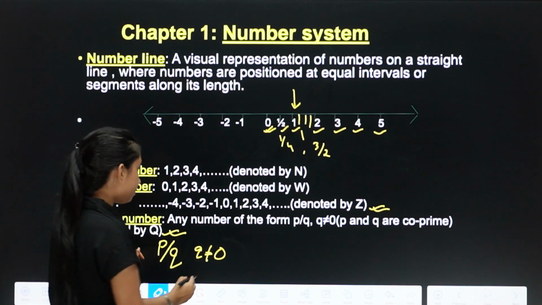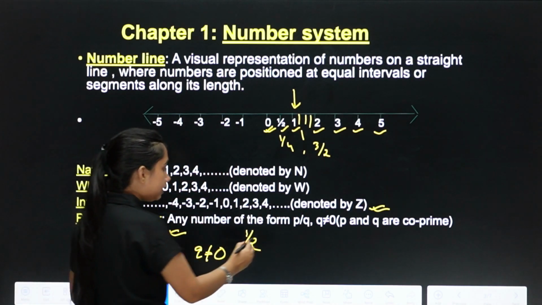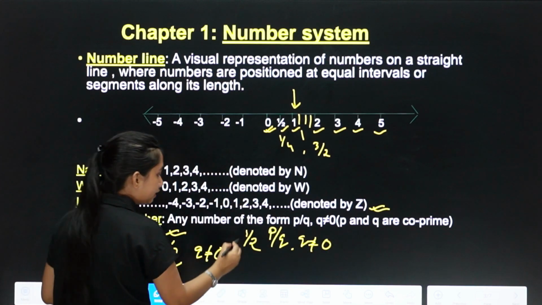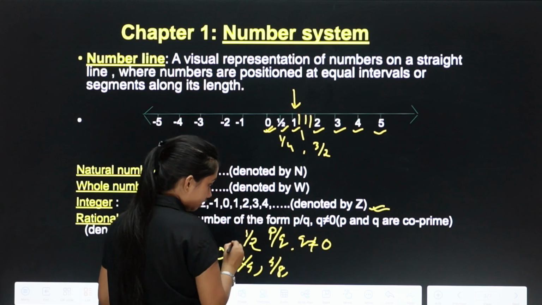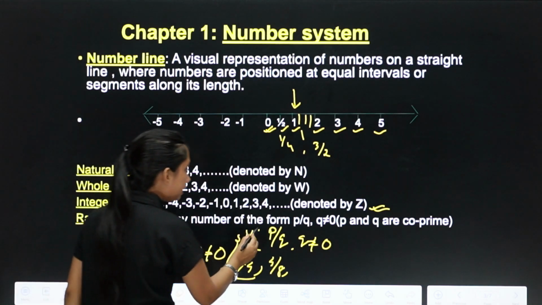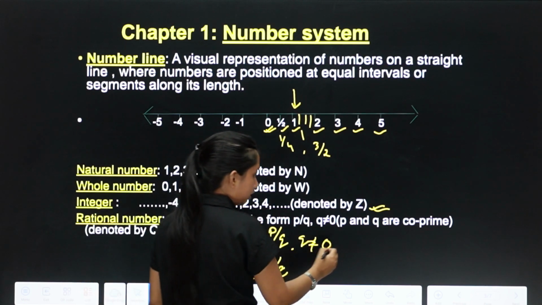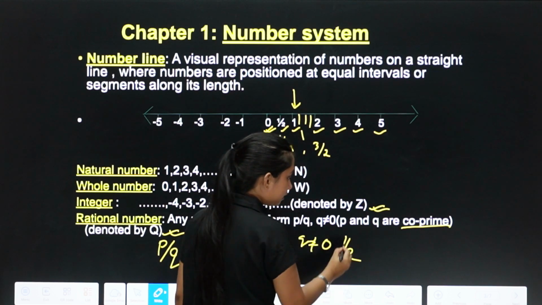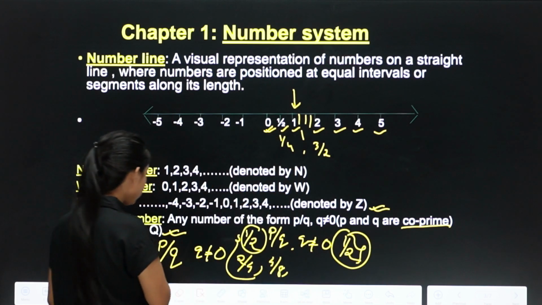For example, if we have 1 by 2, is it a rational number? Yes, it is a rational number because it is of the form p by q and q is not equal to 0. Again we can also write it as 2 by 4, or 4 by 8. Thus all these numbers are equivalent to each other. But we will consider 1 by 2 as the rational number because 1 and 2 are co-prime to each other.